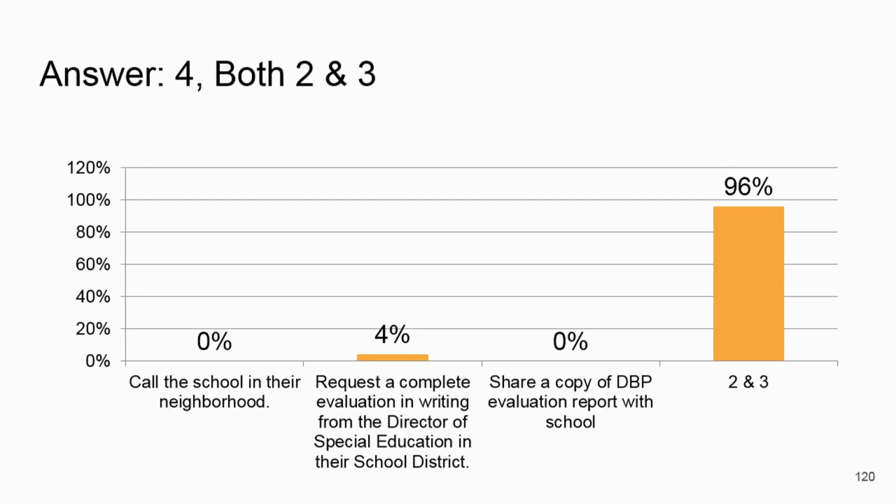Okay, so 96% of you said 2 and 3. The more information that the school has in writing, the more the family is going to be able to get from the school district, that there's weight to what they're saying, and these are the recommendations coming from the child's provider, and they do need to request that in writing.